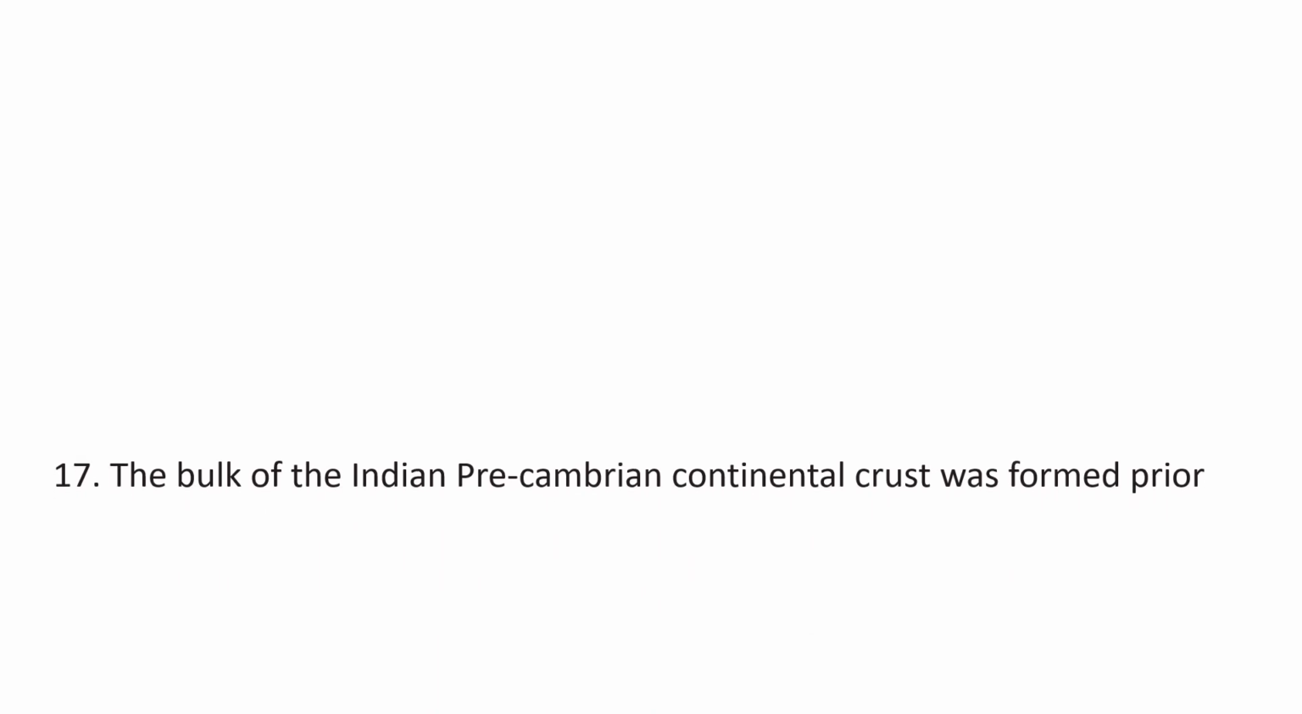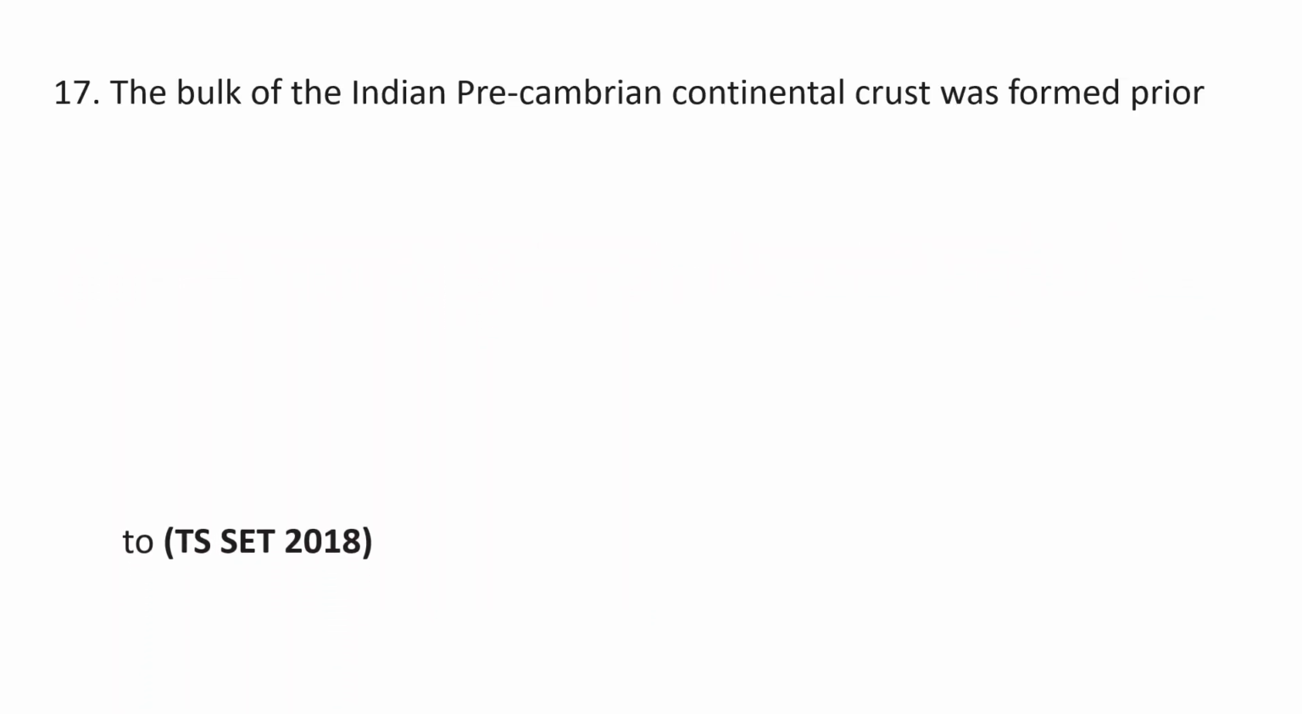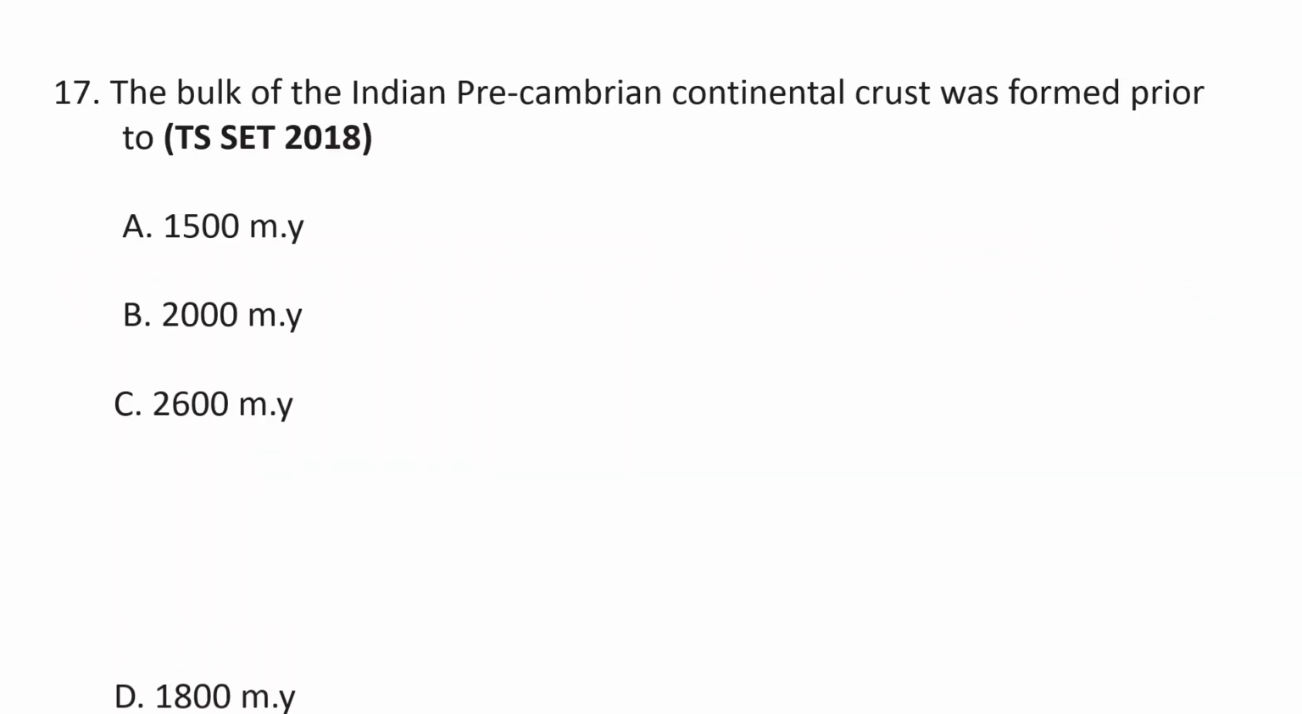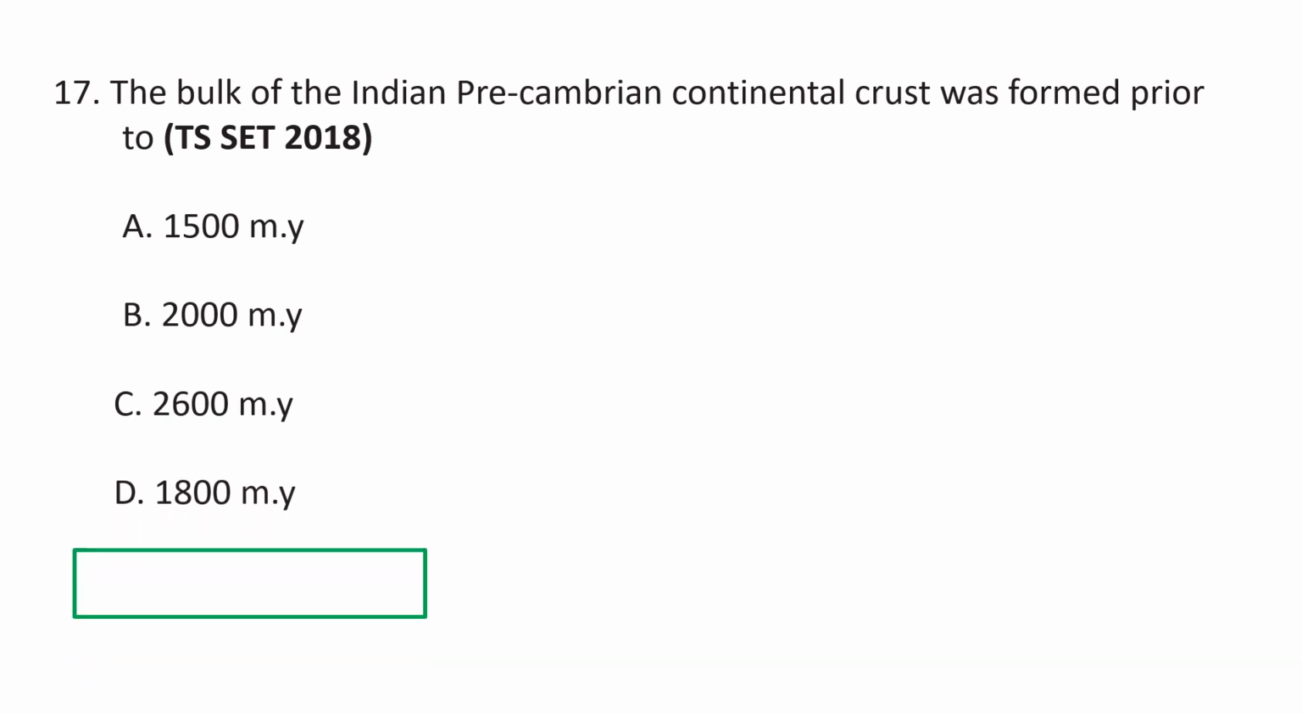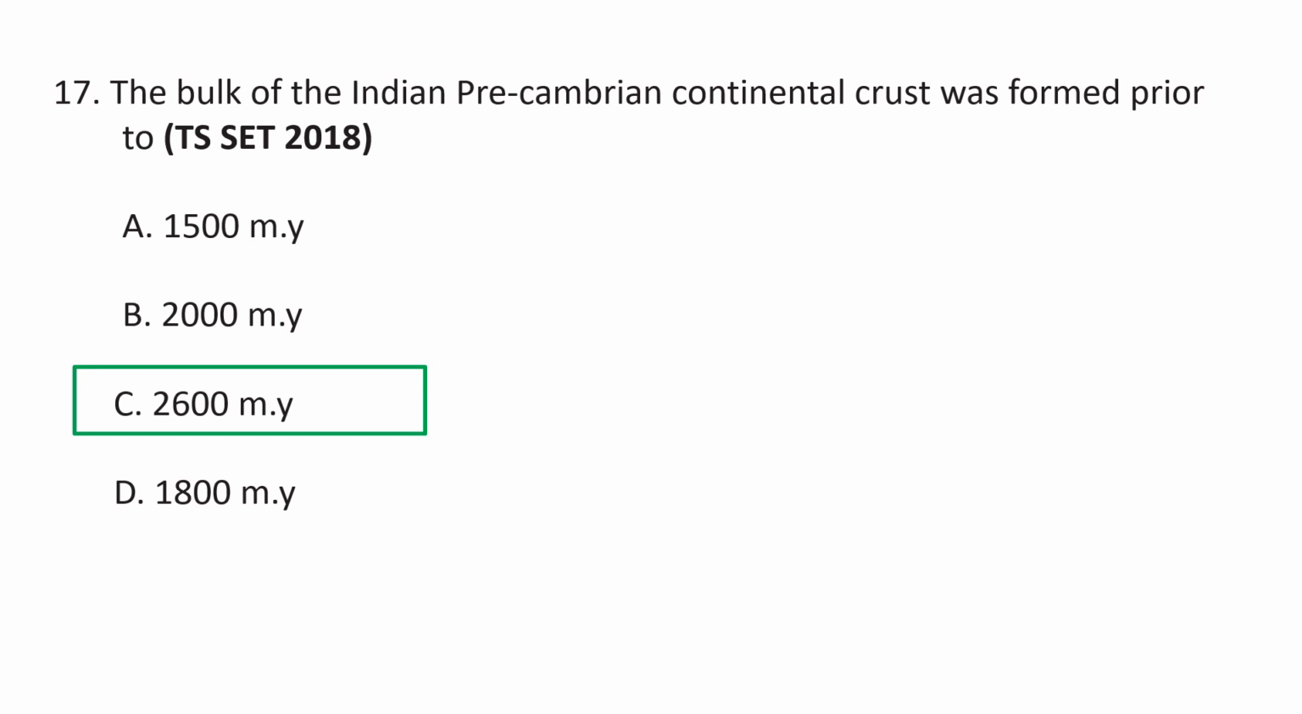Next question. The bulk of the Indian Precambrian continental crust was formed prior to A. 1500 million years, B. 2000 million years, C. 2600 million years, D. 1800 million years. So the bulk of the Indian Precambrian continental crust was formed prior to 2600 million years.